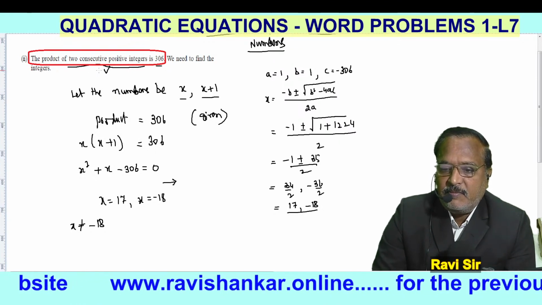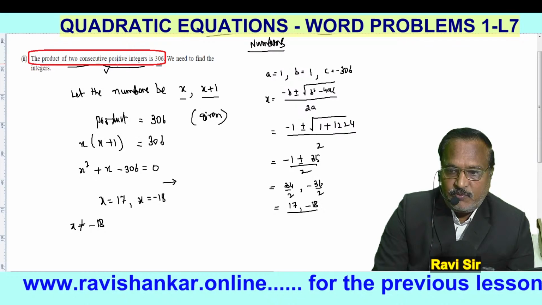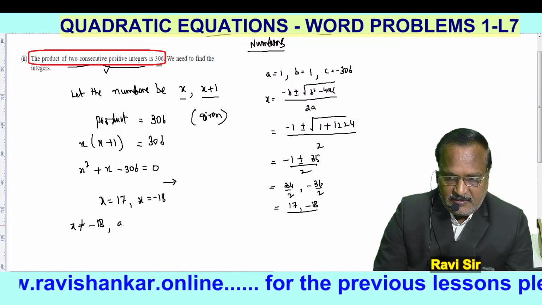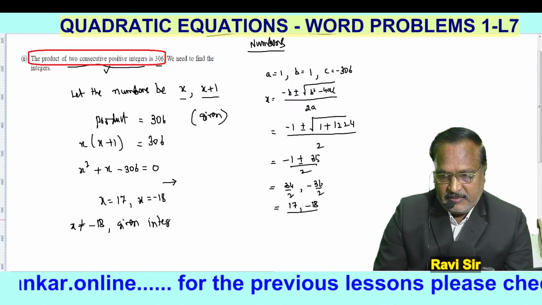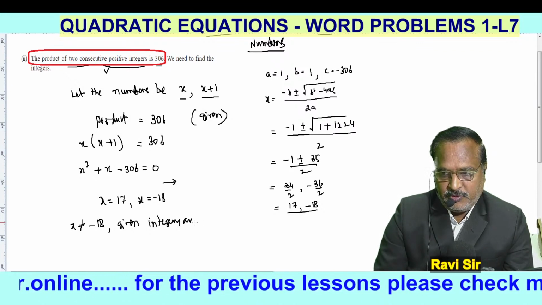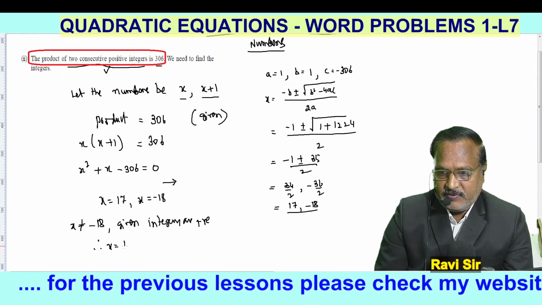Tushar, there is a mistake in your answer. X is equal to consecutive positive integers, because given integers are positive. Integers are positive. So x cannot be negative. Therefore x is equal to 17.